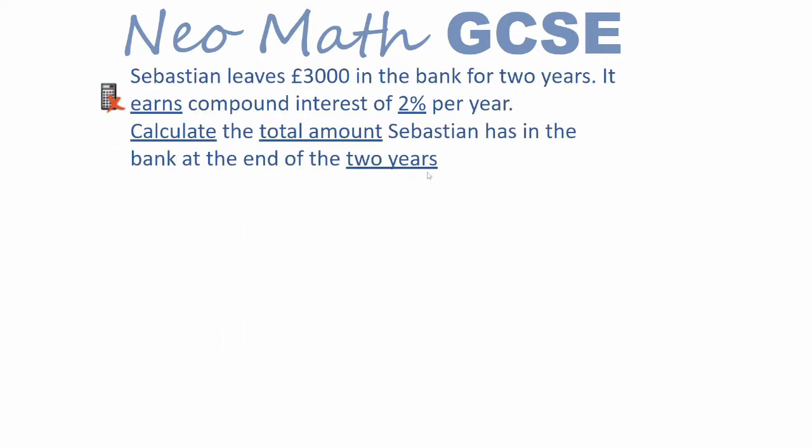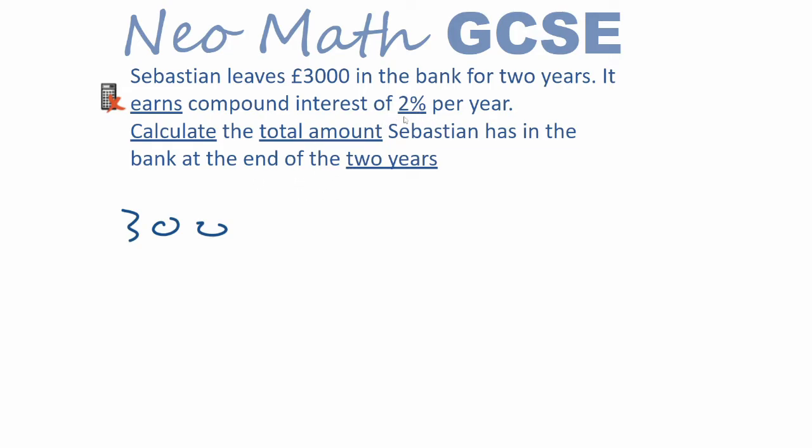Our first example question here is non-calculator, and it's the only example question I have that is non-calculator, because the majority of questions in this topic are calculator questions. So we'll call this a warm-up. Sebastian leaves £3,000 in the bank for 2 years. It earns compound interest of 2% per year. Calculate the total amount Sebastian has in the bank at the end of the 2 years.